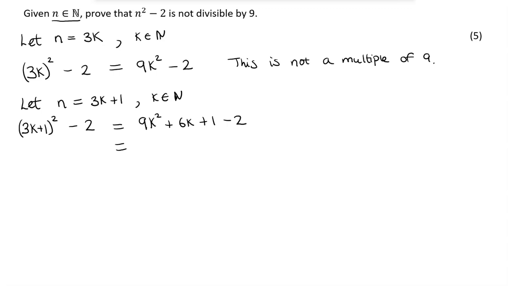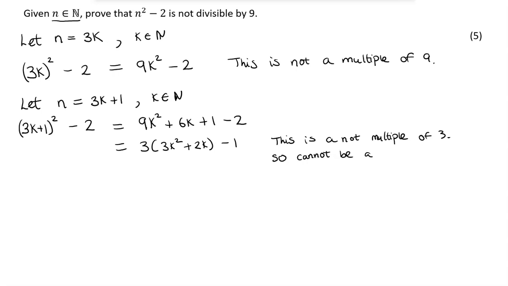Then what I'm going to do is, for the first 2 terms, I can take out a factor of 3 here. And then 1 minus the 2 is minus 1. Now, I know the question's talking about whether or not it's divisible by 9. However, if I can show that a number is not divisible by 3, then it can't be divisible by 9. So what I've shown here is that when I do 3k plus 1, this is not a multiple of 3, so it cannot be a multiple of 9.